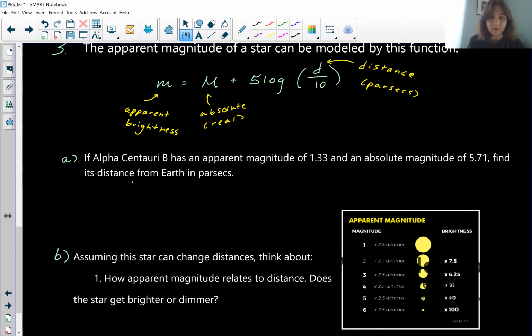So I'm going to start by subtracting big M on both sides. So we would get m minus big M equals 5 times the logarithm of D over 10. All right, then we're going to divide by 5 on both sides. So we'll get (m minus big M) over 5 equals logarithm of D over 10.